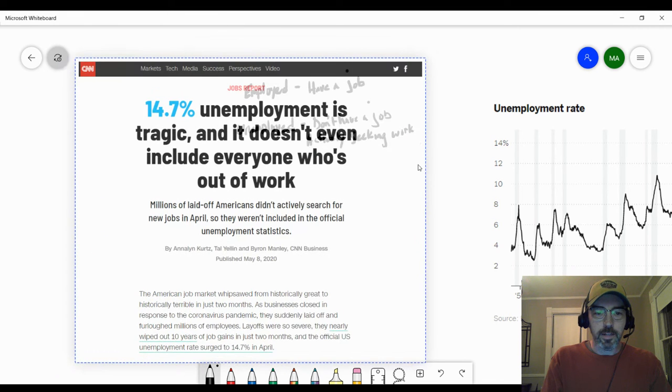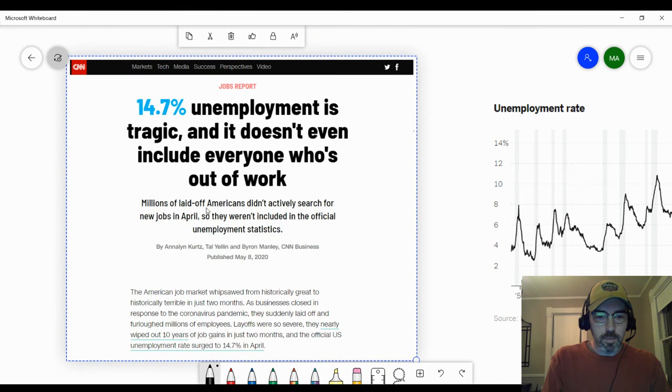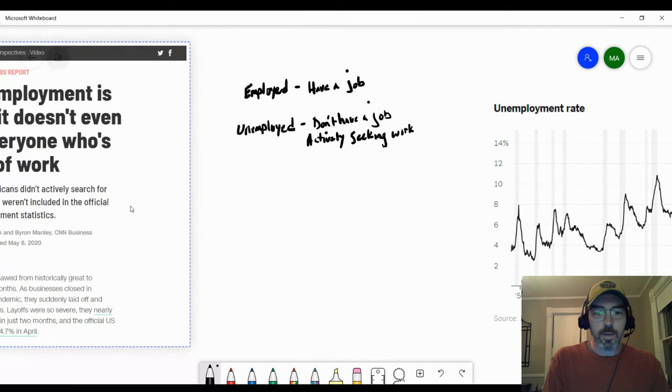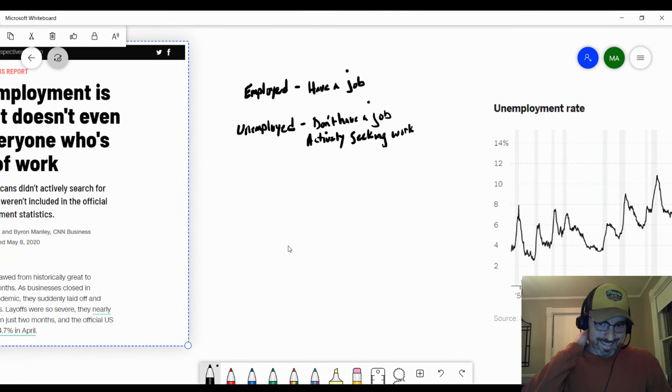And that's why this article over here said millions of Americans didn't actively search for new jobs in April, so they weren't included in the official unemployment statistics. Well, we can kind of dig into that a little bit because I can think of some people that didn't actively seek jobs last month, and nobody's concerned that they are unemployed or not counted. If you have a little baby brother or sister, someone who's 8, 9, 10, 11, 12 years old, my daughter's 9. My daughter doesn't have a job, and she also didn't actively seek work last month. Is she unemployed? Well, not by the official statistics. She didn't actively seek work.